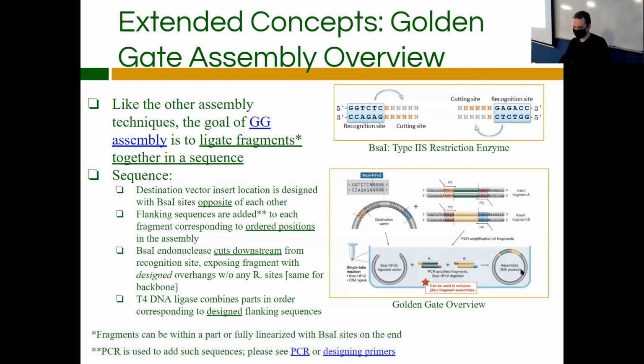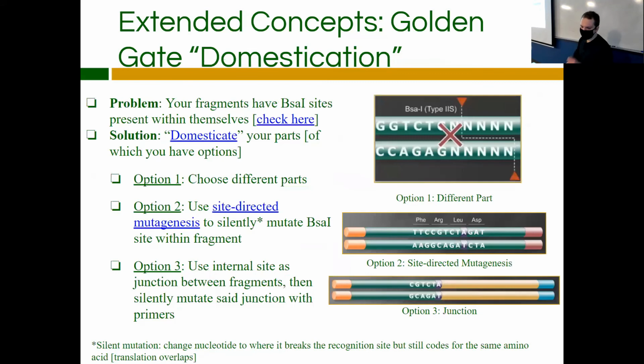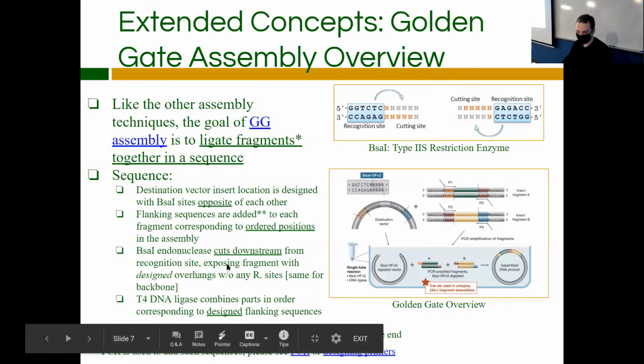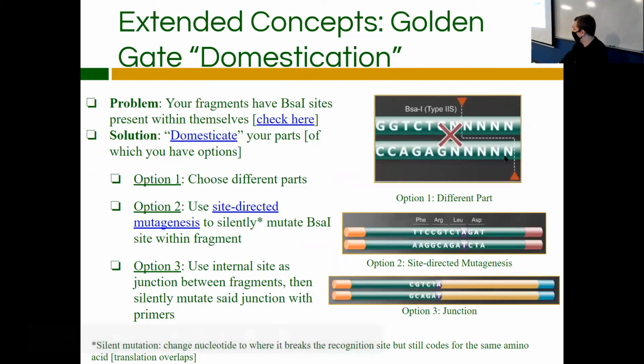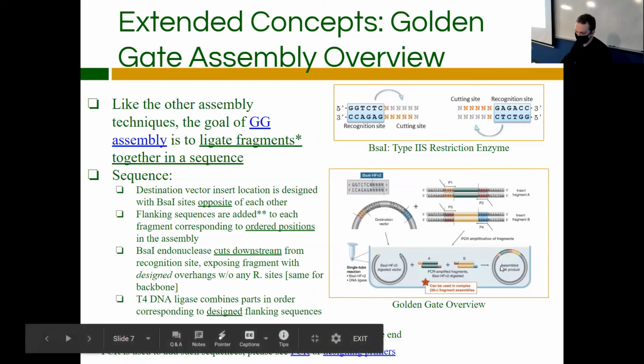Okay, so I'm going to move on to one of the main, I would say, disadvantages to this procedure, and that is if you have a restriction enzyme site within your part or fragment of interest. And the reason why this is a problem is because I mentioned this previously. If you have the BsaI restriction enzyme site present within your part, when you're cutting it with the BsaI endonuclease, it's actually going to cut your fragment in half, and in turn that can't be used within your fully ligated plasmid part.